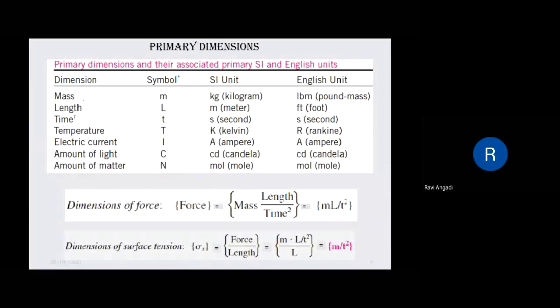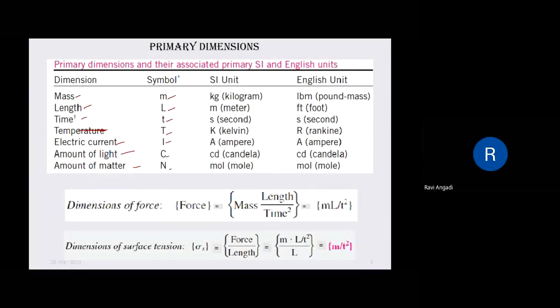There are 7 primary dimensions or primary quantities: mass, length, time, temperature, electric current, amount of light, amount of matter. The symbols are given here. Mass is represented as M, length is L, time is T, temperature is capital T, electric current I, amount of light C, and N.